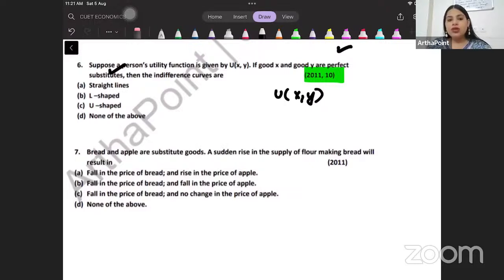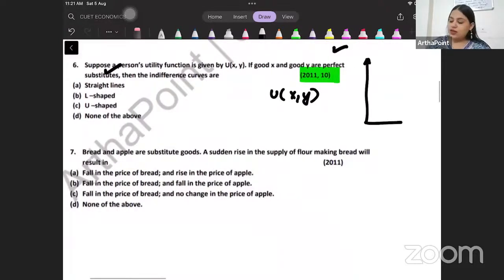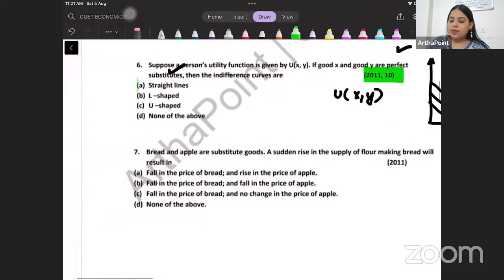So we know that for perfect substitutes, the indifference curves are straight lines, right? So they look like this. These are my ICs. Very simple, right? So the correct answer to this question should be A, that the ICs will be straight lines. That's the answer to this question. Okay, come to the next one.